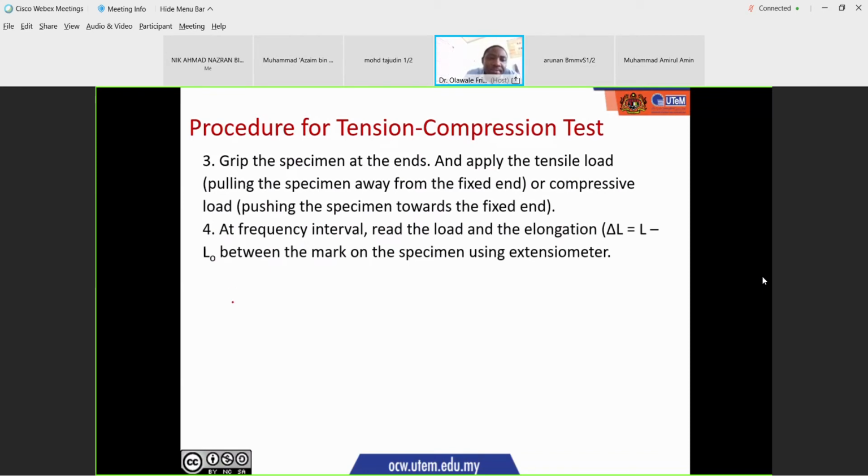Okay, your strain is equal to delta L all over L original. So your L original is your gauge length. You measured your gauge length before. And your delta L, already this thing is gone.